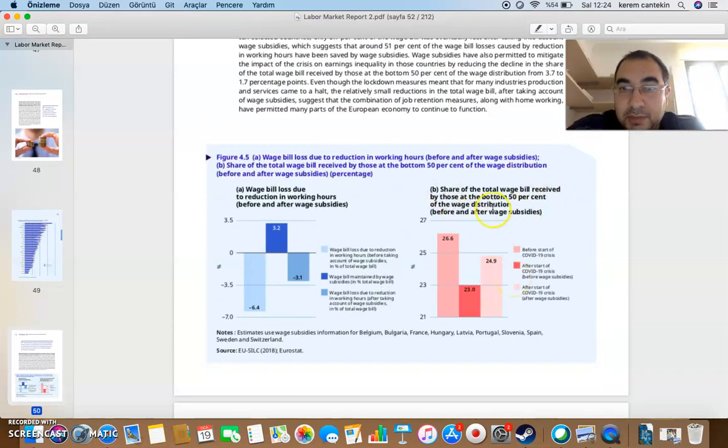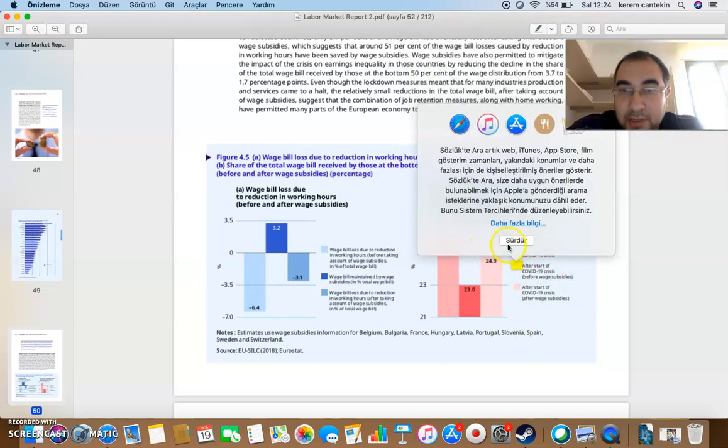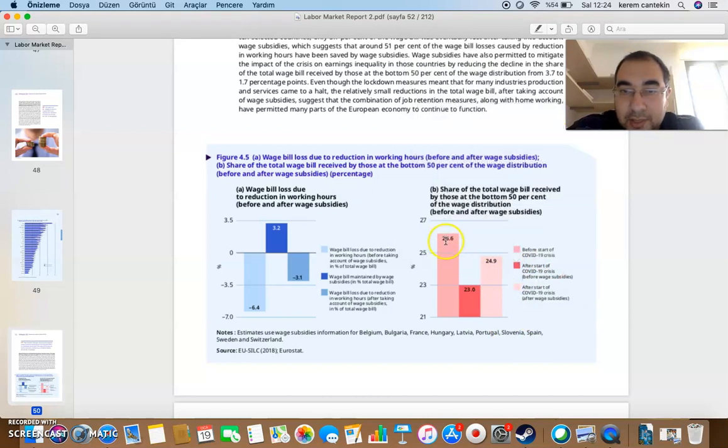Share of the wage bill received by those at the bottom 5%. After the start of the COVID-19 crisis, it has decreased from 26% to 23%, but a significant portion of it is regained after wage subsidies. And wage bill loss due to reduction of working hours. Wage bill loss due to reduction of working hours before taking into account wage subsidies is minus 6.4. Wage bill maintained by wage subsidies 2.3, and then it has reduced.